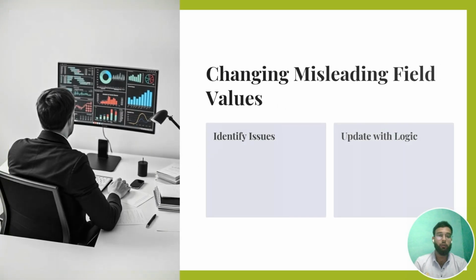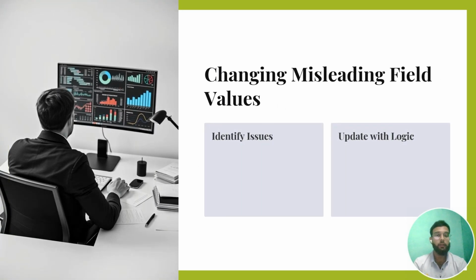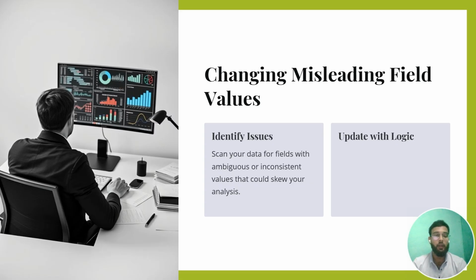Now we'll talk about changing misleading field values. First of all, we'll talk about identifying the issue. So we can scan data for fields with ambiguous or inconsistent values that could skew our analysis. Means we can scan the data, we can see where we have errors or which can cause inconsistency in the program, so we can change it by identifying it.